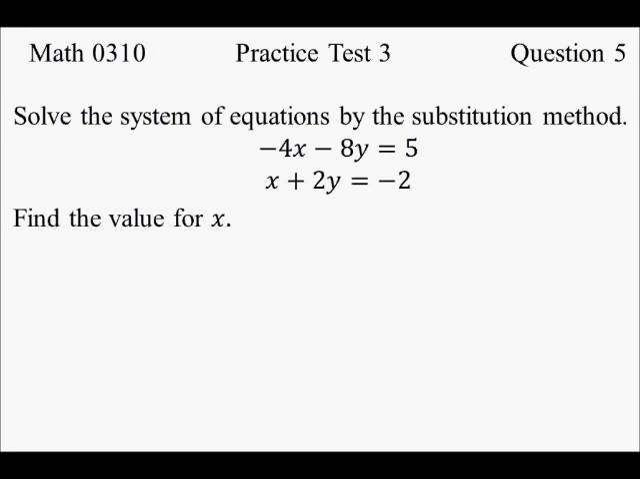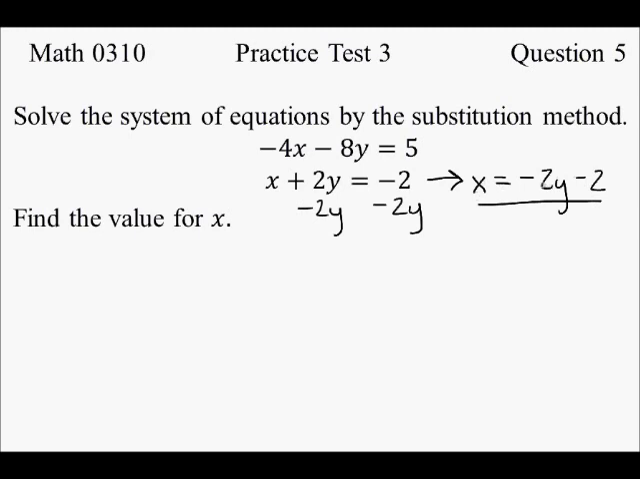Question 5 says, solve the system of equations by the substitution method, and we want to find the value for x. Alright, so here we look at both equations and we want to choose the one that's easiest to get a substitution. Here I have a variable by itself, x, and so that would make it easy to solve this equation for x. So let's go ahead and build our substitution off of this equation. So think about if we subtract 2y from both sides of this bottom equation here, then that's going to give us the equation x equals, and then we would have negative 2y minus 2. And so this would be our substitution that we can use.